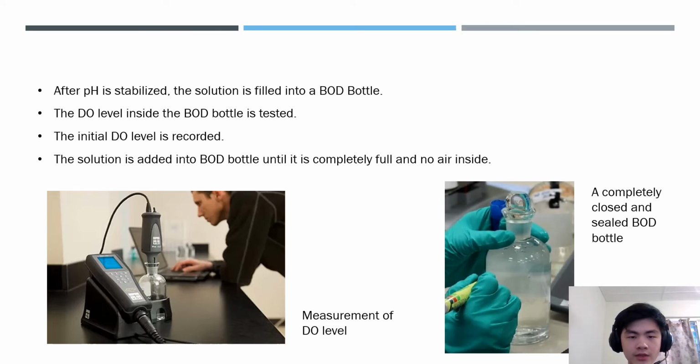After the pH value is stabilized at 7, we will fill the solution into a BOD bottle, and then the DO level in the BOD bottle will be tested. The initial DO level will be recorded, and then the solution is added into the bottle until it is completely full and there is no air inside.